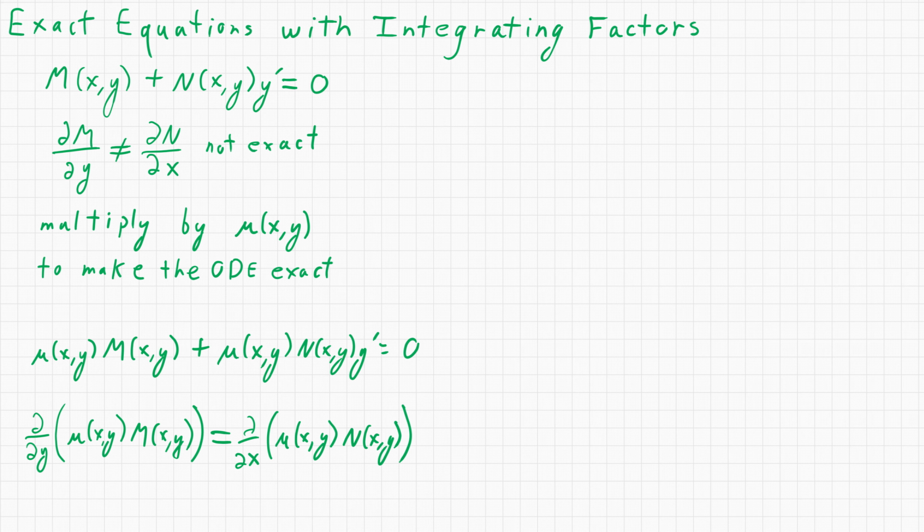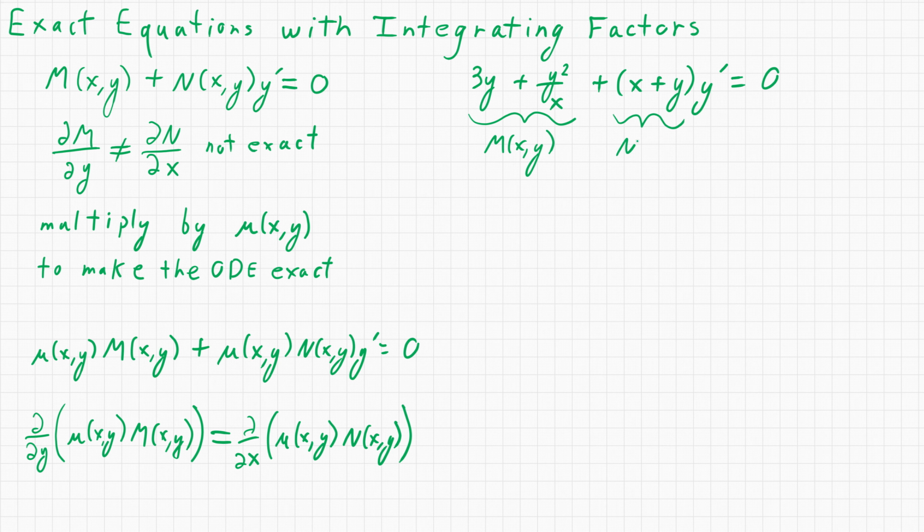So here's a really quick example of an equation and an integrating factor. Let's say we have 3y plus y squared over x, plus (x plus y) y' equal to 0. So our M is 3y plus y squared over x, and our N of x,y is x plus y.